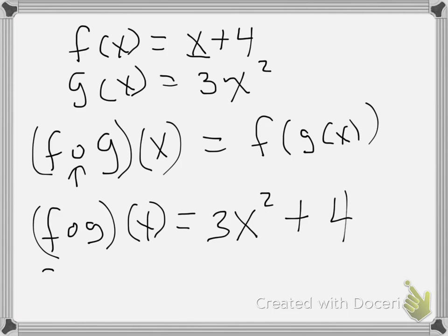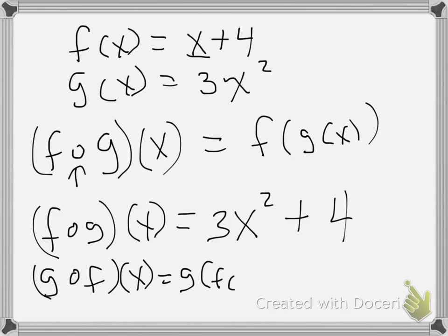Now if we went the other way, g of f of x, in other words, we were taking f and putting it into g, what we would have is 3 times x plus 4 squared.